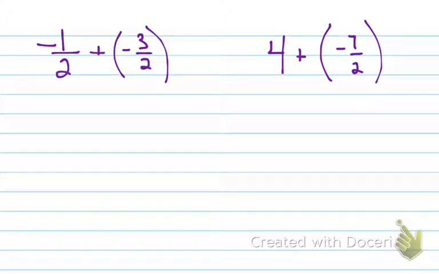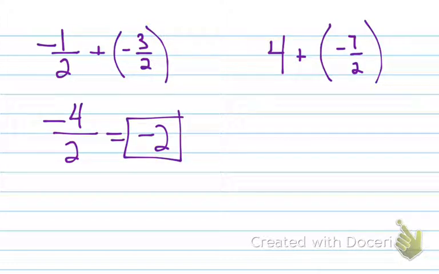Okay, first one, same sign or different? Same. And same denominator. So I don't have to find an LCD. All I have to do is, what's negative 1 plus negative 3? Negative 4 over 2, which is negative 2. Who got that right? Negative 2.